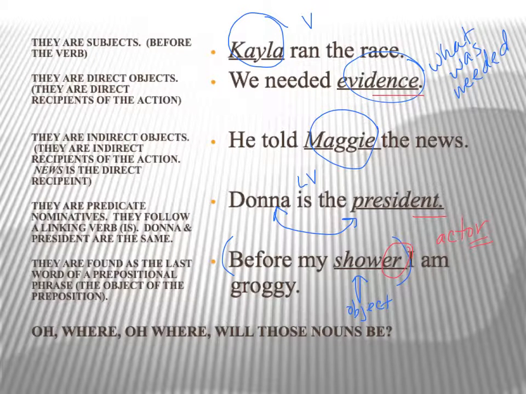And also look to see if anything follows what we think might be a noun. And if you look, you will see that there are no other nouns that follow what we've marked as nouns in those particular examples.